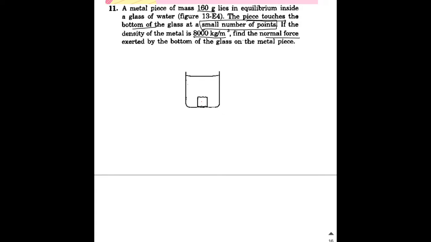As we know, the weight mg will be acting downward and the upward acting force will be the normal plus the buoyant force. Because the entire surface is not in contact, there are only a few points in contact. Apart from that, the water will be there. So the equation is mg equals normal plus Fb, the buoyant force, and we are supposed to find the normal reaction. So the normal would be nothing but mg minus Fb.